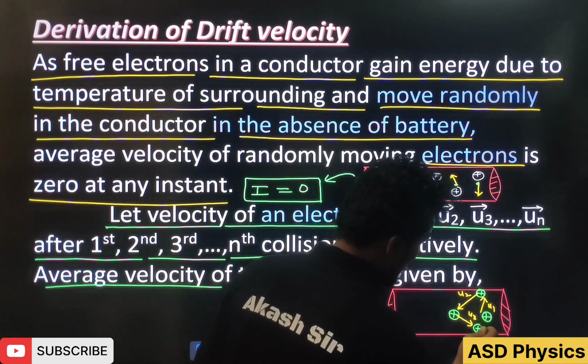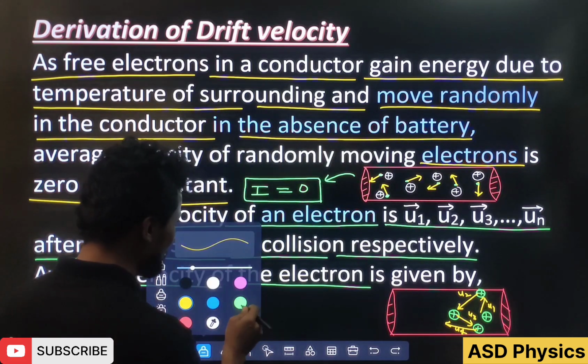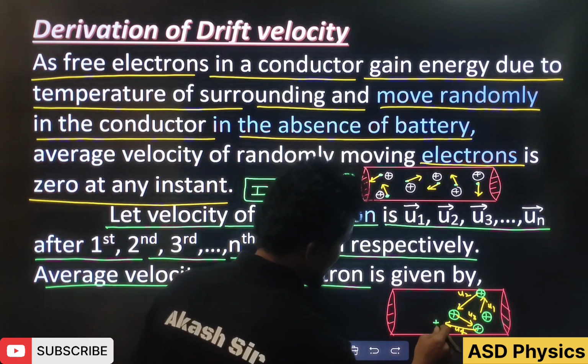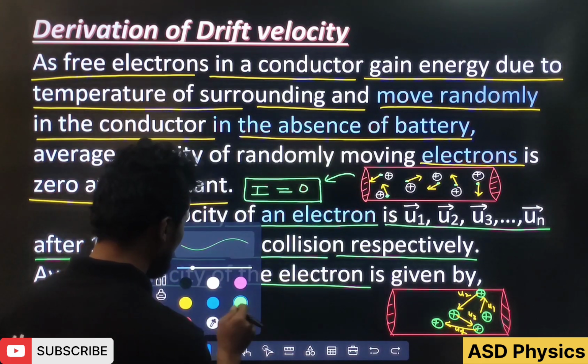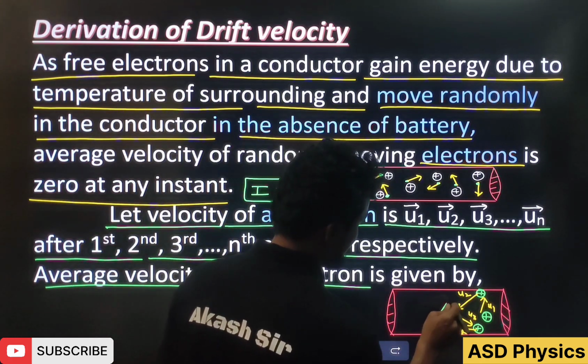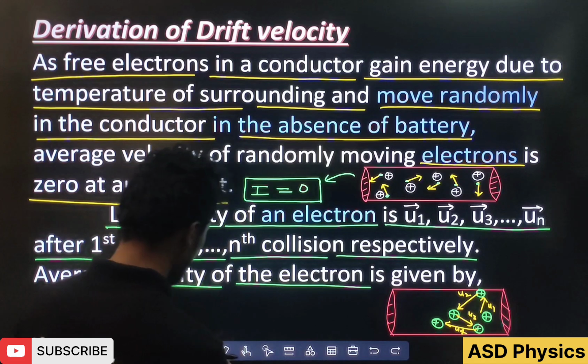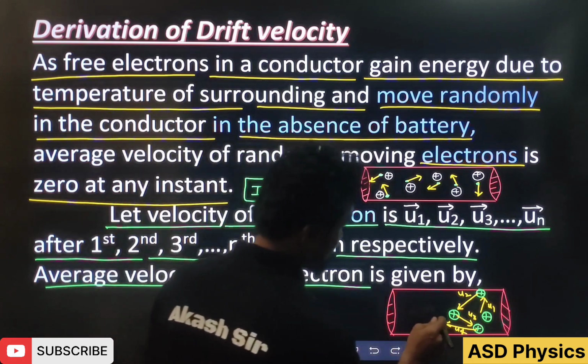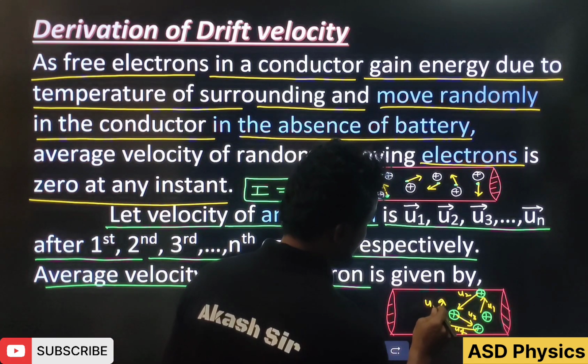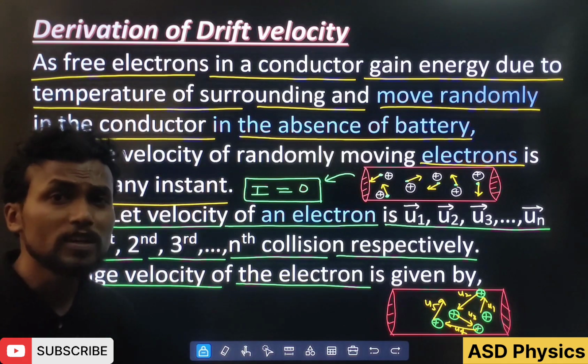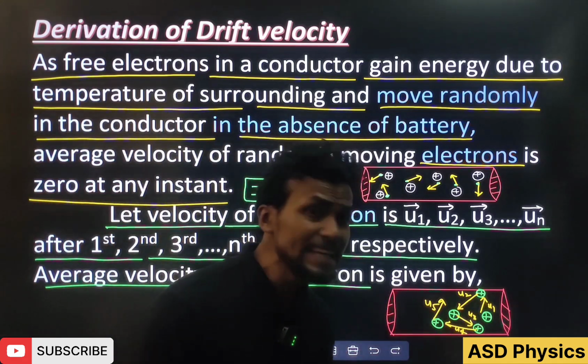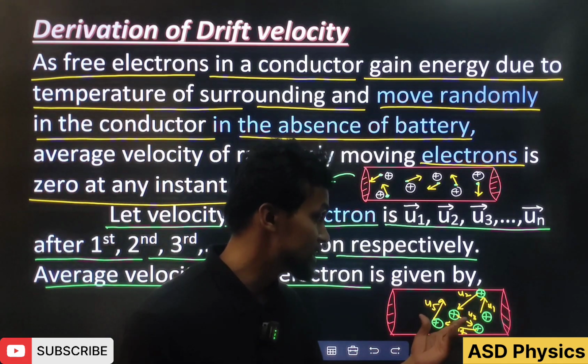So let's take, maybe for example, it went in this direction here, and the velocity is u4. And I will draw one more. Again a collision with a positive ion happened, and this electron went in this direction. Now, let me change the color, and this electron went in this direction with velocity u5.